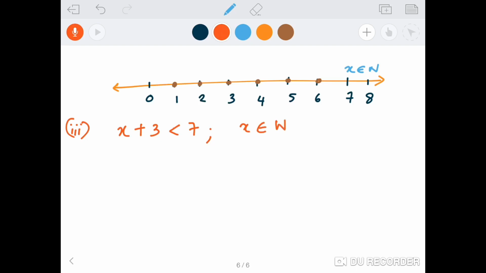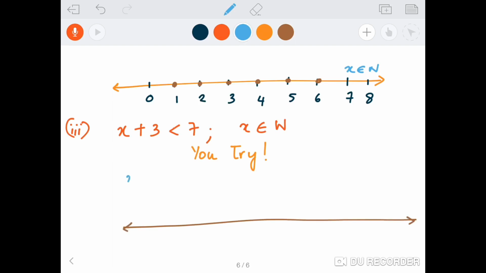x plus 3 less than 7, x belongs to whole numbers. What would this look like? I want you to try this on your own. It's actually very easy. First, simplify your linear inequation, get the solution set, draw the number line and mark it. You can pause the video at this time. Alright, so this is how your number line is going to look.